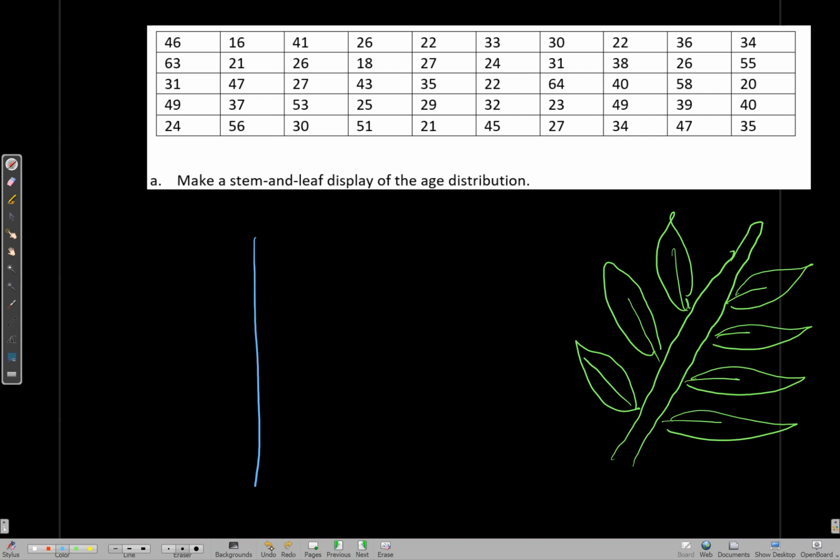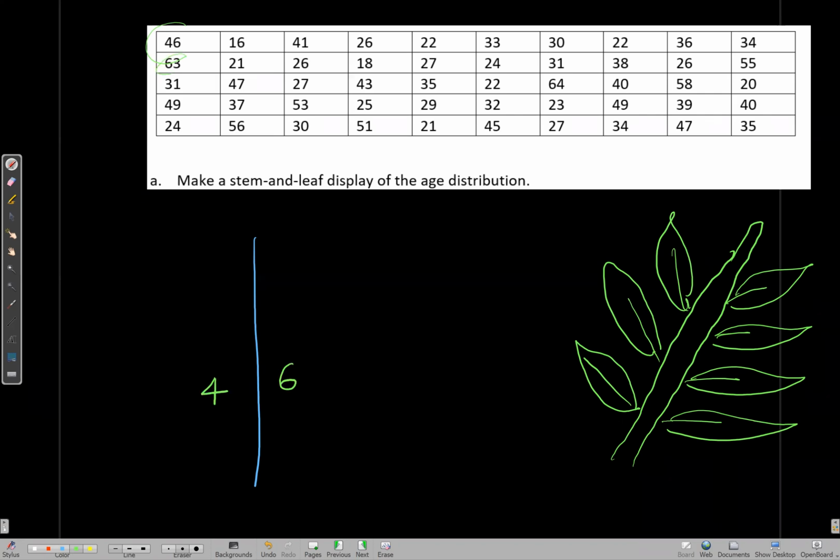Divide by a vertical line, and on the left-hand side you put your stem. So for example, let me teach you an easy way. I would take the first one, 46. So 46, 40, that tens part is 40. That's your stem. 6 is the leaf.